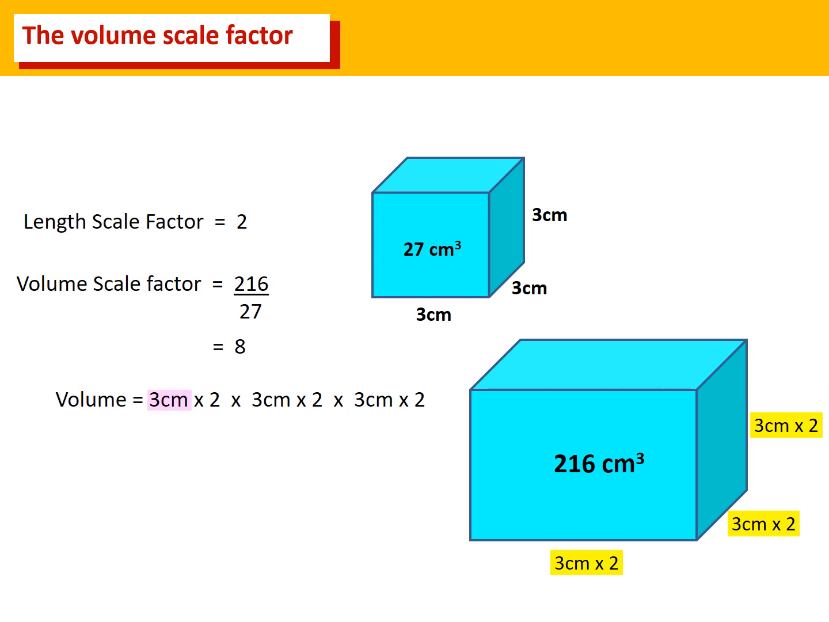But within that, we've got 3 centimeters times 3 centimeters times 3 centimeters, and that is the original volume of the small cube. In addition to that, we've got times 2, the length scale factor, times 2 again, the other length scale factor, times 2 again, a third length scale factor. So we end up with 2 cubed. So the volume is 8 times as much. That's the original volume, and that is the volume scale factor, the length scale factor of 2 cubed. And that gives us the 216 from our larger cube.